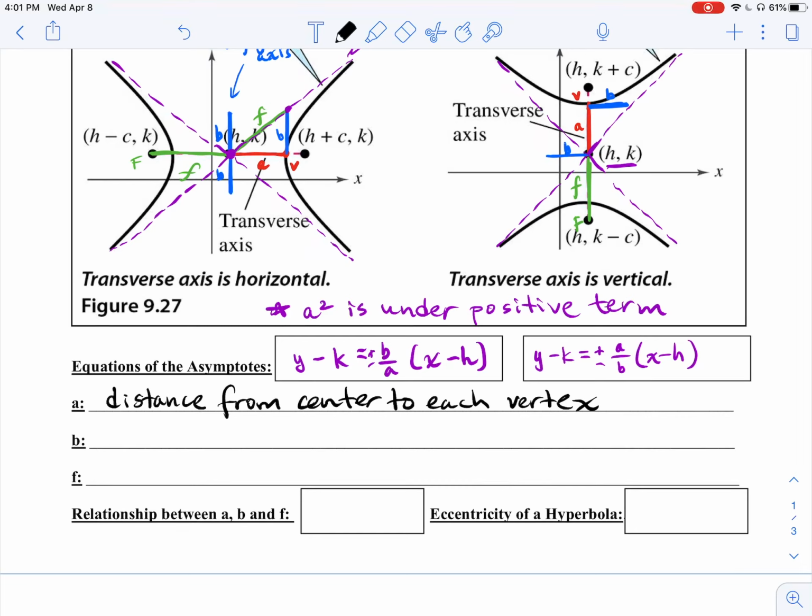I'm going to jump to the f real quick. Our f value is the distance from our center to each focus. And our b value is the distance from our center to each endpoint of the conjugate axis.